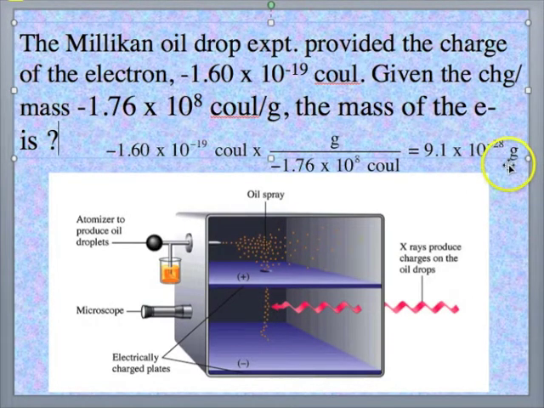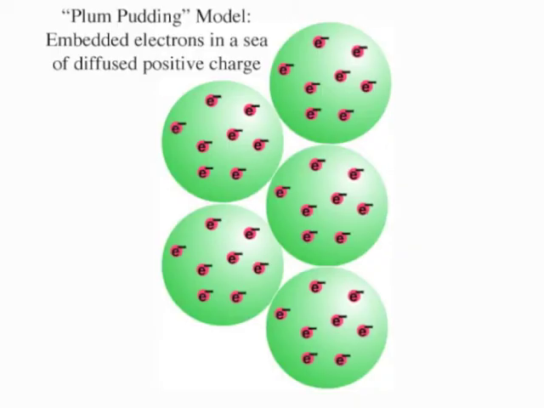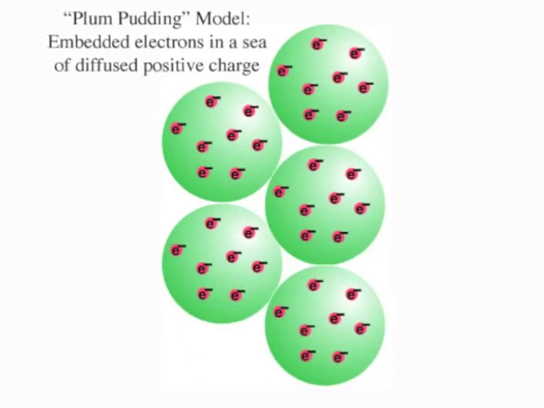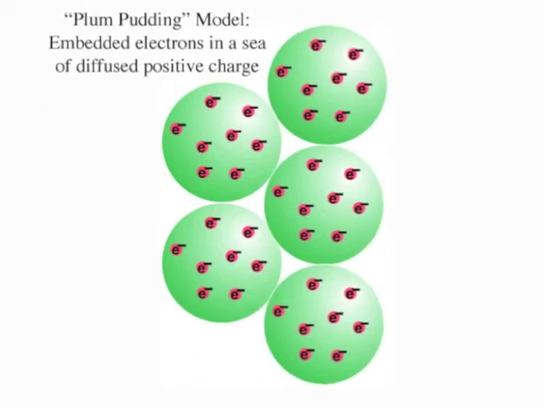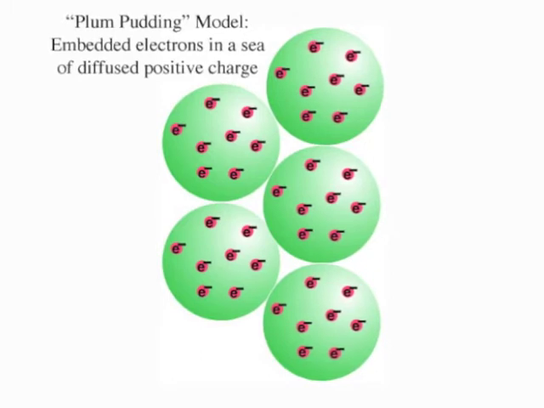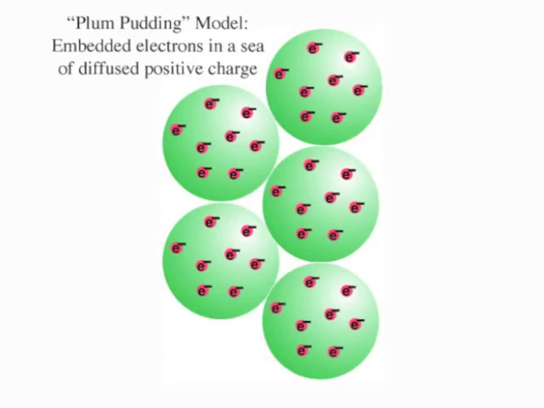And that's the mass of the electron. But how are the electrons and the positive charges in the atom arranged? Well, it was first thought that there was a sphere of positive charge, kind of like a pudding, and embedded in that pudding would be little nuggets of electrons, enough electrons to balance the positive charge. And an experiment by Ernest Rutherford showed that this was not the case.